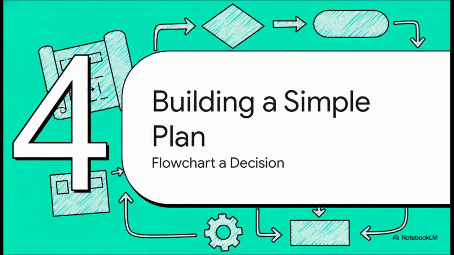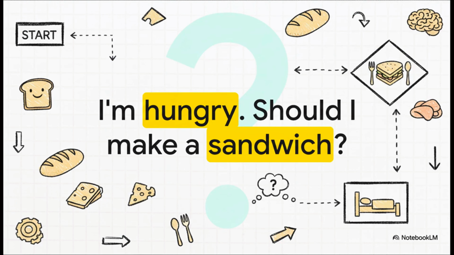All right, enough theory. The best way to really get this is to just build one. So let's dive into section 4 and actually create a simple plan together. Here is our mission, and I think it's one we can all relate to. We're hungry. The goal is to eat, but first we have to decide, should I make a sandwich?